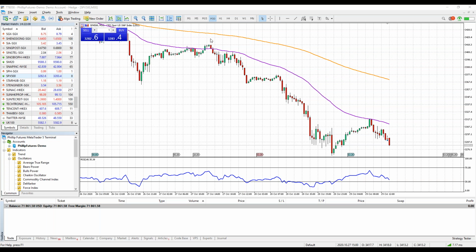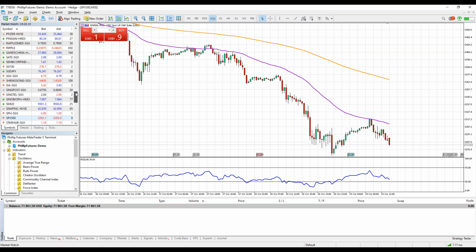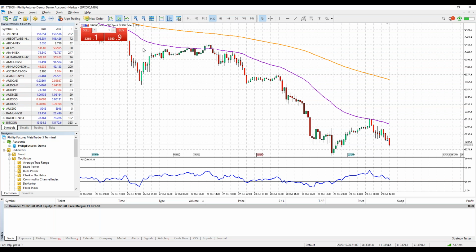The MT5 platform is actually quite a simple platform to use. It may look a bit complicated and confusing at the start, but trust me, once you play around with the demo, or once you place a few trades, you will be quite familiar with this trading platform. It's not very difficult to use. On the left-hand side of this platform, you can see there is something called a market watch box.